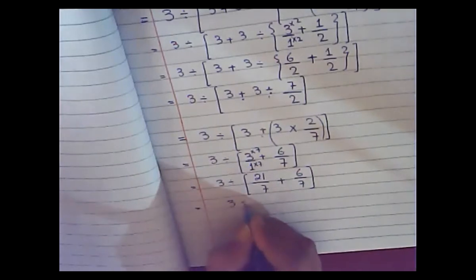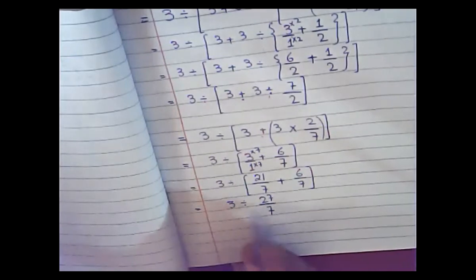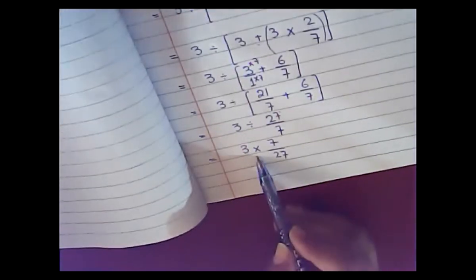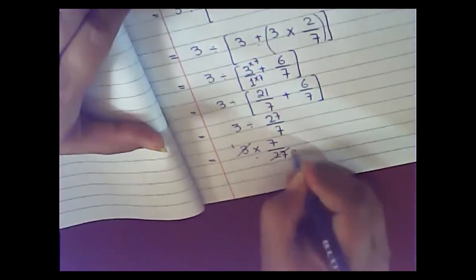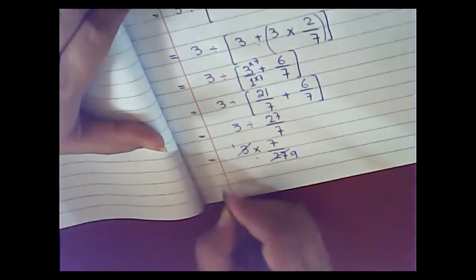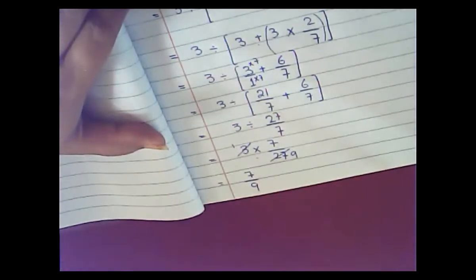So what I have, 3 divided by 21 plus 6, it will become 27 upon 7. Here I have division, so I will convert it into multiplication by writing the reciprocal of 27 upon 7. So 3 multiplied by 7 upon 27. Now here I have the sign of multiplication, so I am going to reduce it. 3 ones are 3, 3 nines are 27. So what will be my answer? 7 upon 9. 7 upon 9 is my answer.